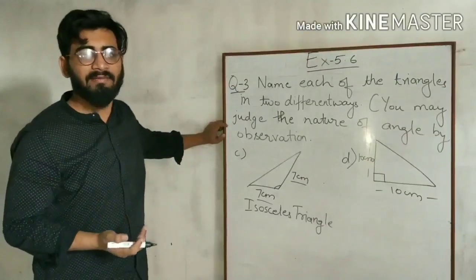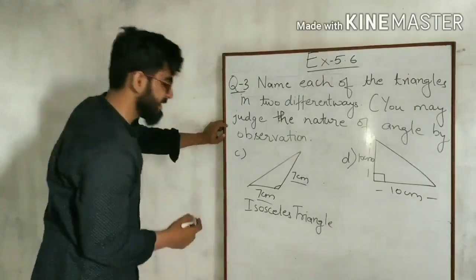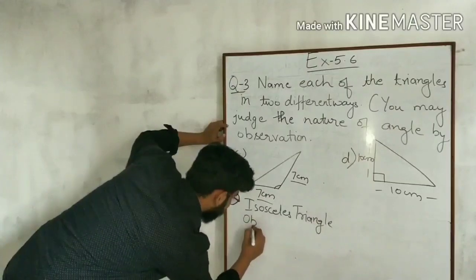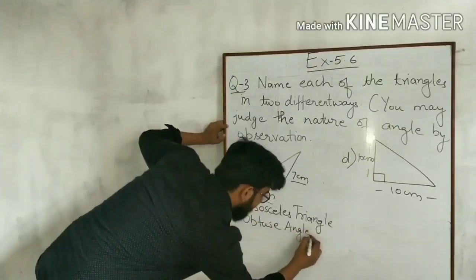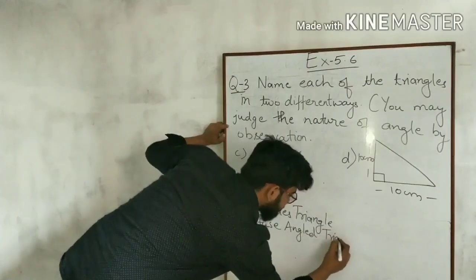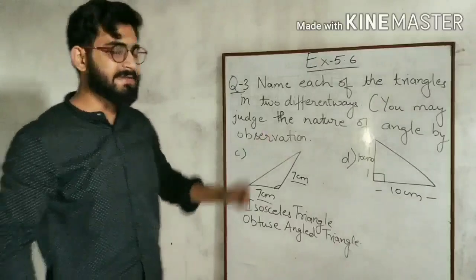Now on the basis of angle, you can see that one angle is greater than 90 degrees, and we know that if any one angle of the triangle is greater than 90 degrees, then the triangle is an obtuse angled triangle. So this is an obtuse angled triangle.